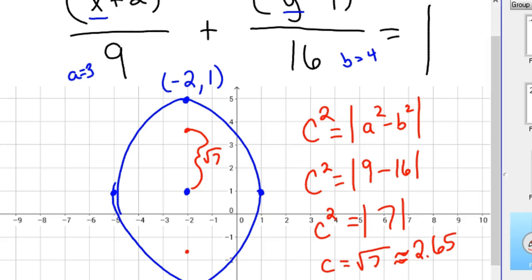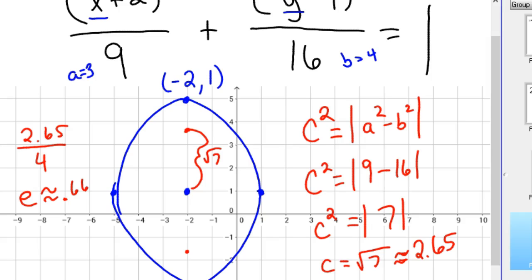My eccentricity then would be c divided by your major axis, or 2.65 divided by 4. And so if you divide that by 4, you get approximately 0.66. So my eccentricity, not as eccentric as the last one I did. And that's everything you'd need to find if you're rough sketching these.